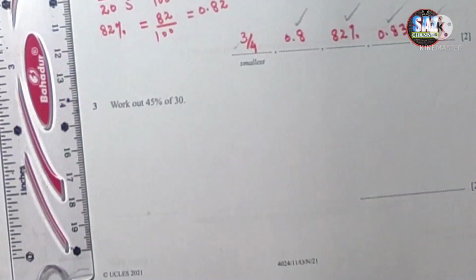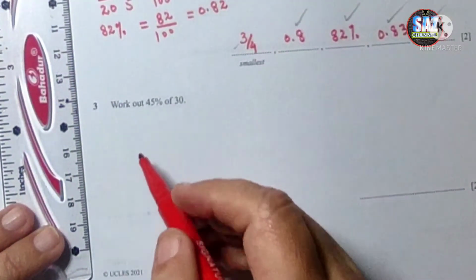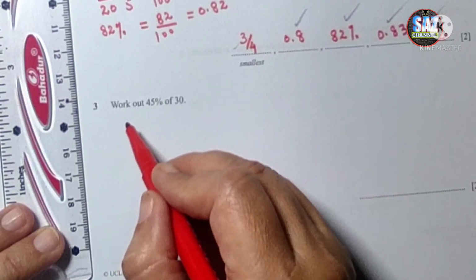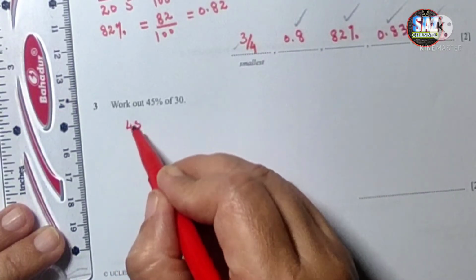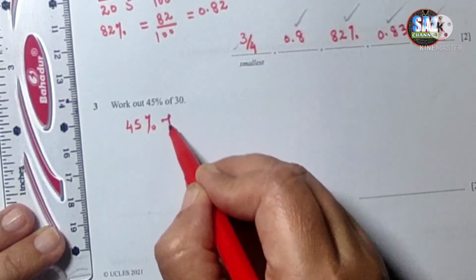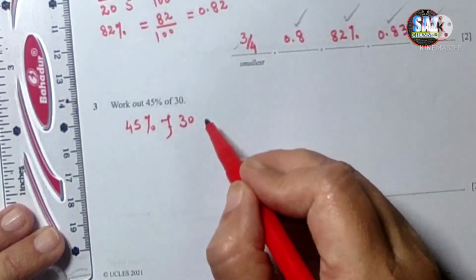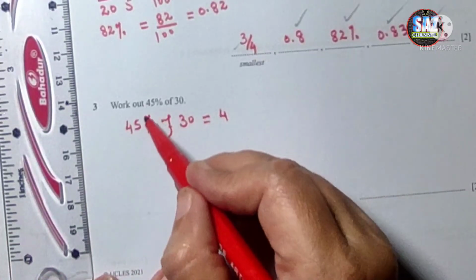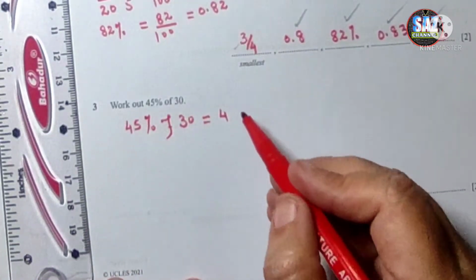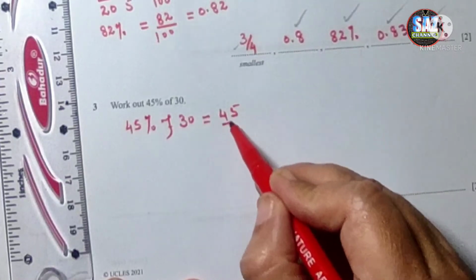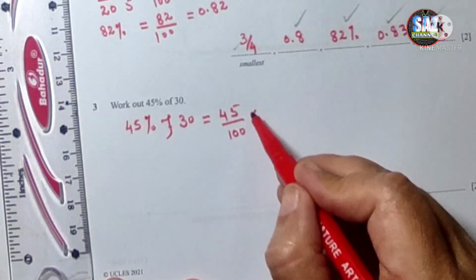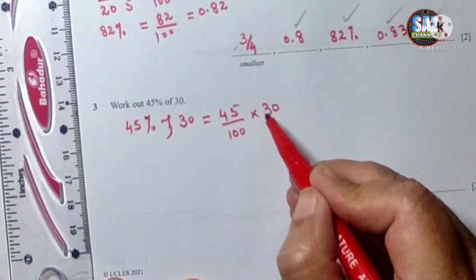Question 3 says, work out 45% of 30. Again, D1, chapter number 8 and 9. 45% of 30 equals, we know that when we remove the percentage sign, we have to divide the number by 100, and of means the sign of multiplication, 30.